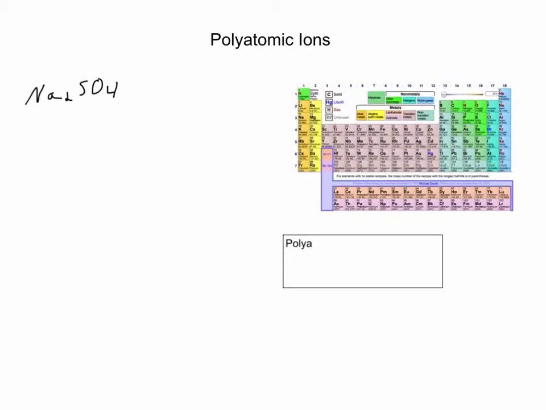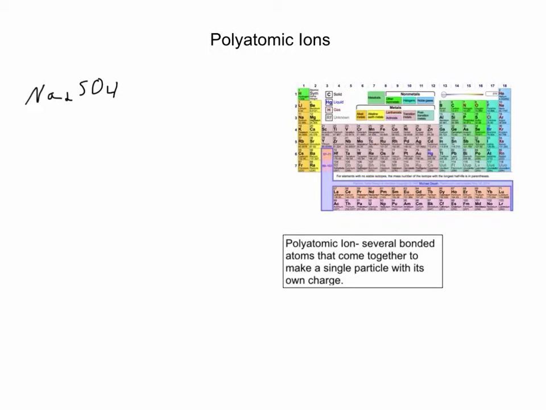Well, what is a polyatomic ion? Just as the name suggests, poly meaning many, atomic meaning atom, and ion meaning charge. So these are several bonded atoms that come together to make a single particle with its own charge. It is several bonded elements or atoms that come together to make a single particle with its own charge.